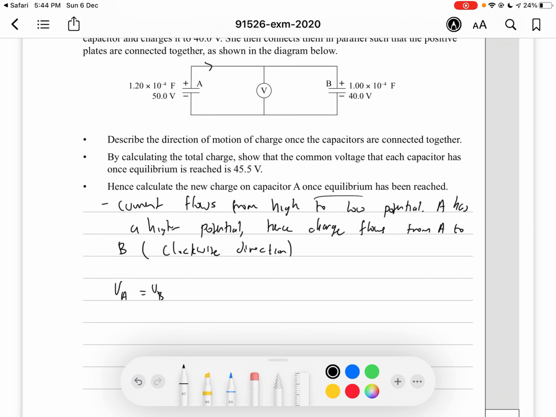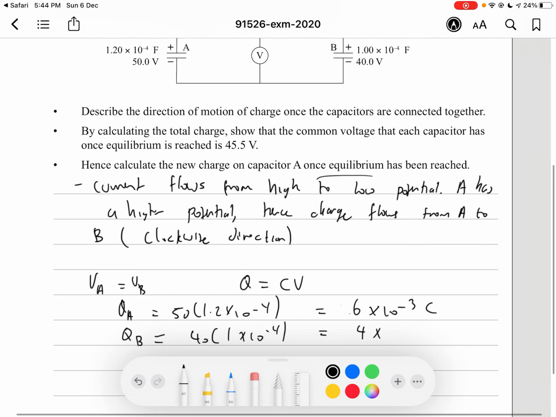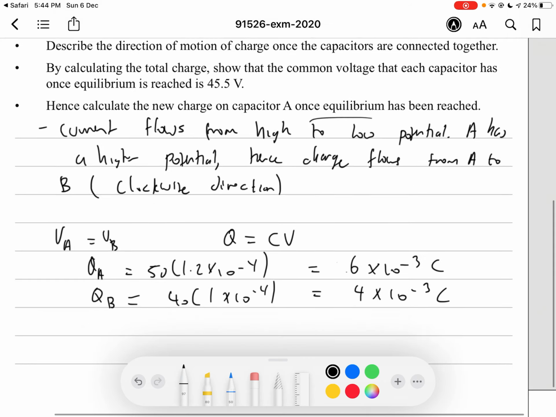First things first, we should figure out how much charge is on A and how much charge is on B. We can do that very simply by using Q equals CV. So for A, Q of A equals 50 times 1.2 times 10 to the power negative 4. This gives us 6.00 times 10 to the power negative 3 coulombs. For B, we have 40 times 1 times 10 to the power negative 4. That gives us 4 times 10 to the power negative 3 coulombs.